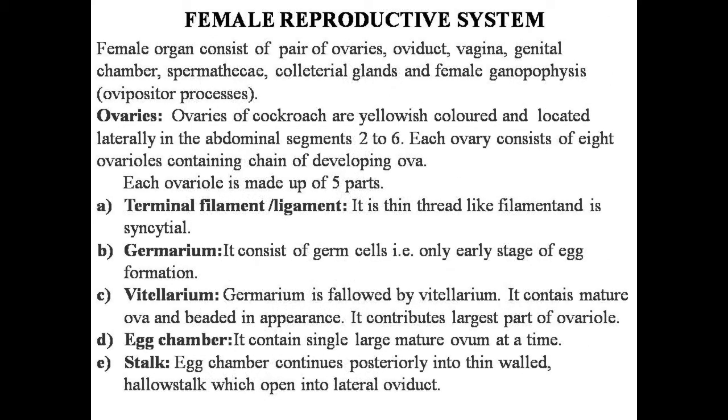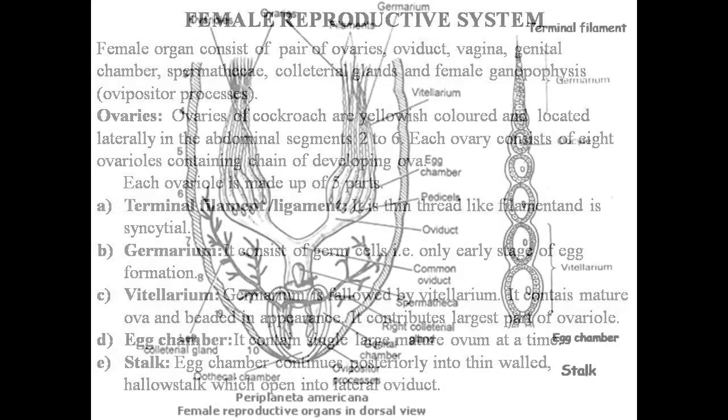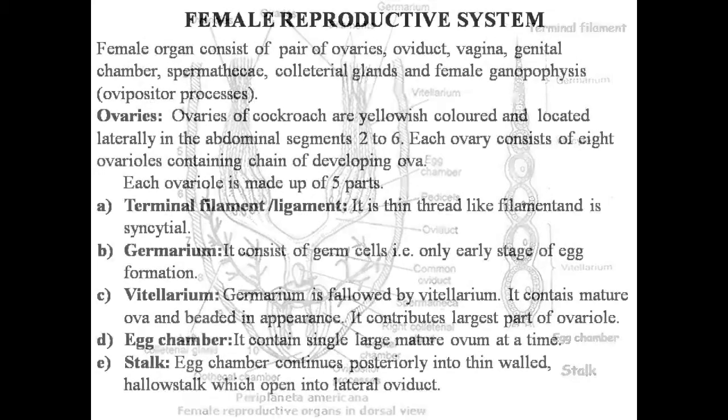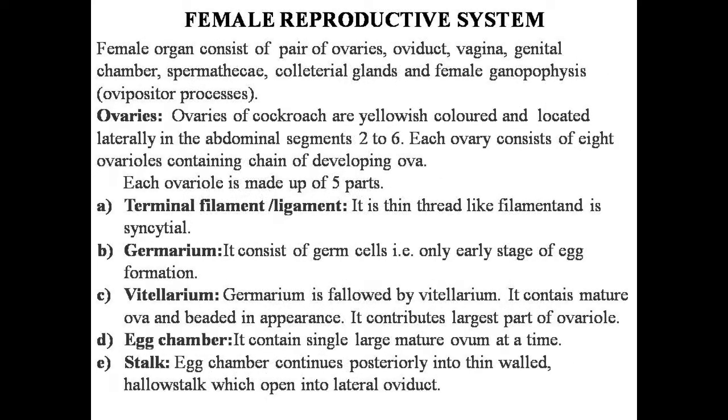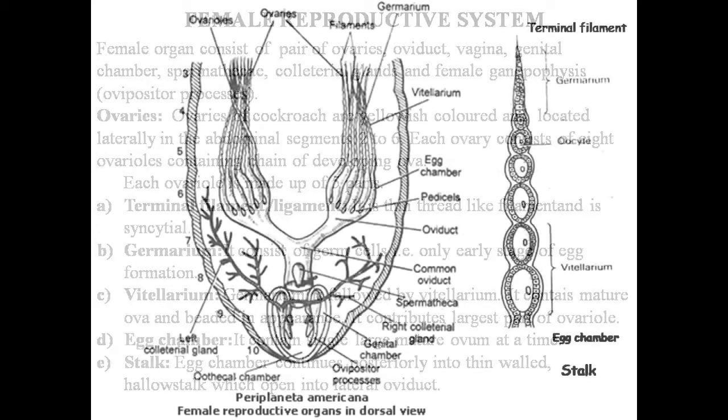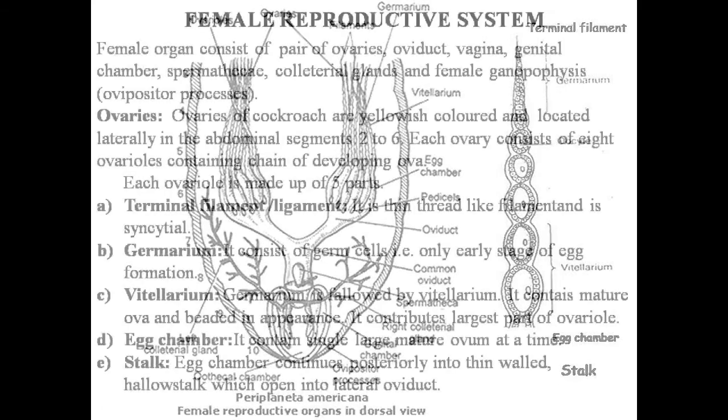The third part is the vitellarium. The germarium is followed by the vitellarium and it consists of the various ova which are in maturing stage, and thus it appears in a beaded form or has a beaded appearance. It contributes the largest part of the ovariole.